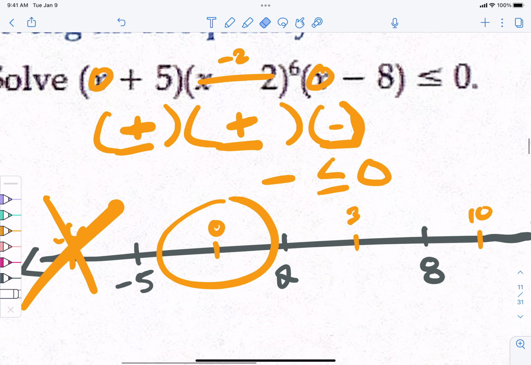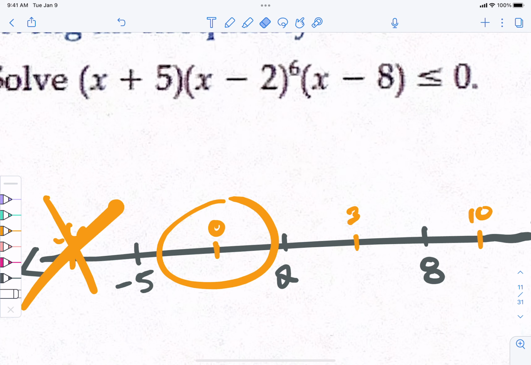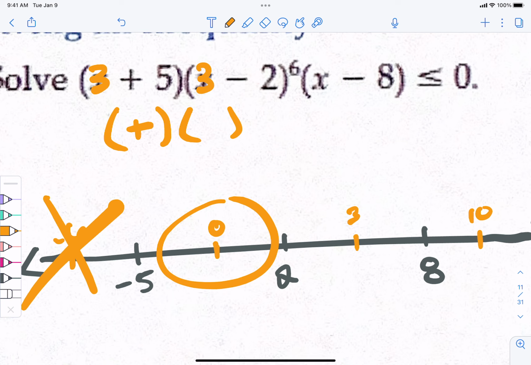Now we're going to test the number 3. Are you getting the hang of this, kind of? Okay, 3 plus 5 is positive 8. Positive, okay? 3 minus 2 is 1 to the 6th power. FYI, if you take any number to the 6th power, it's always going to be positive. A negative number to the 6th power is positive. A positive number to the 6th power is positive.